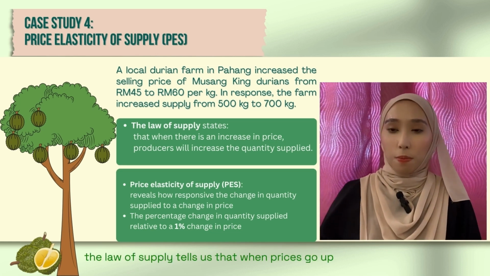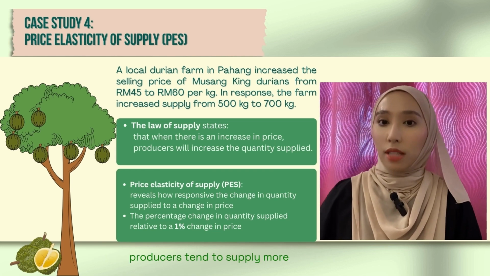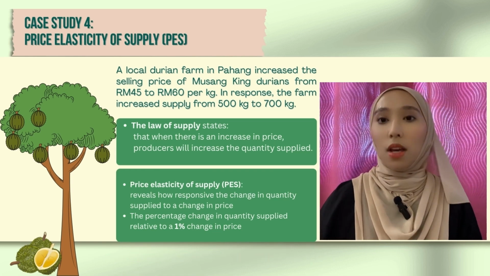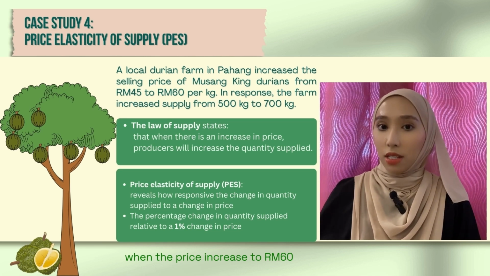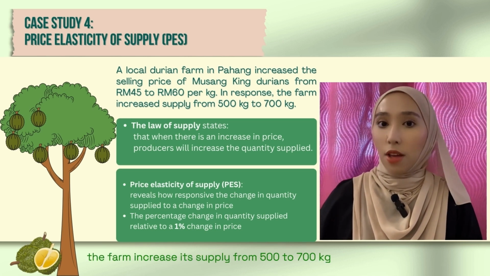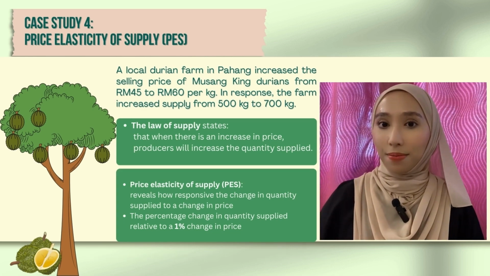The law of supply tells us that when prices go up, producers tend to supply more, and that's exactly what happened here. When the price increased to RM60, the farm increased its supply from 500 to 700 kilograms.